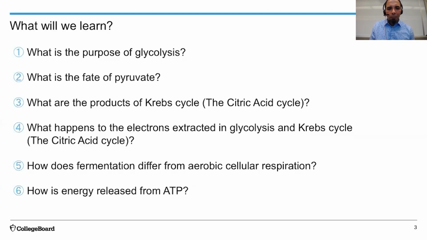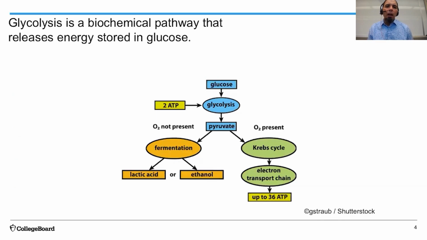Always a great question. So what will we learn? What is the purpose of glycolysis? What is the fate of pyruvate? What are the products of the Krebs cycle / citric acid cycle? What happens to the electrons extracted in glycolysis and Krebs cycle, or what we also know as the citric acid cycle? How does fermentation differ from aerobic cell respiration? And finally, how is energy released from ATP? Again, I would pause the video, jot down some answers, do a little pre-assessment, see how you do. So let's talk about glycolysis first.